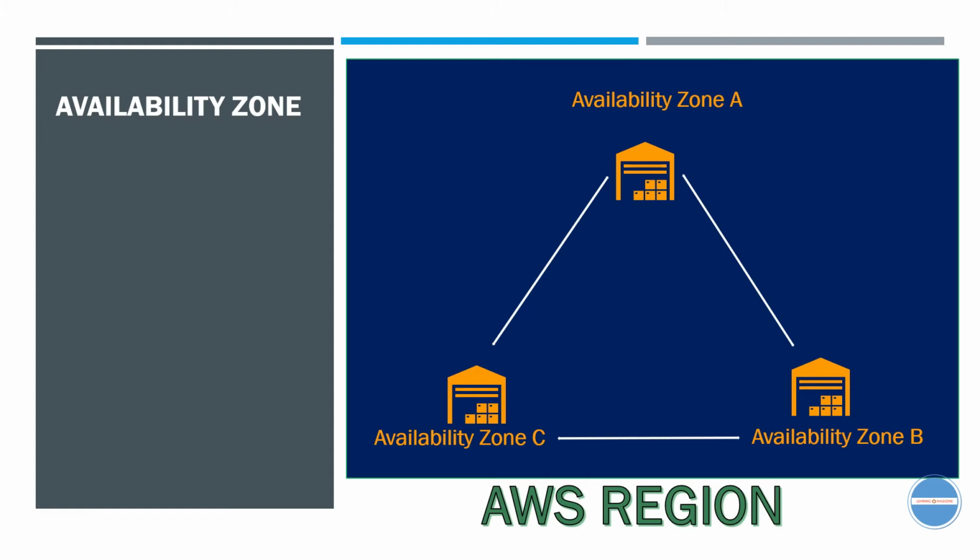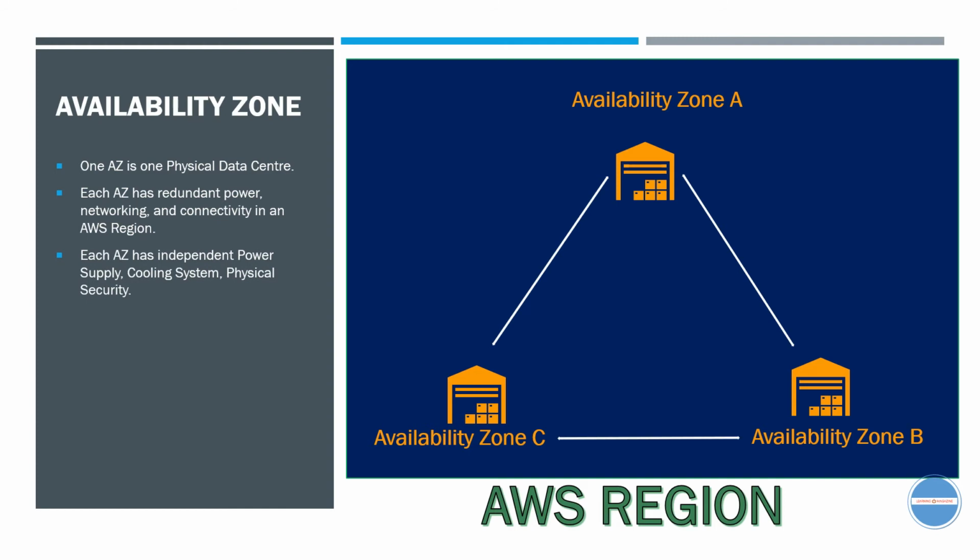Let's understand the availability zones. Each region has multiple physical data centers, and these physical data centers are known as availability zones or AZs. One AZ is one physical data center. Each AZ has redundant power, networking, and connectivity in an AWS region. Each AZ has an independent power supply, cooling system, and physical security.